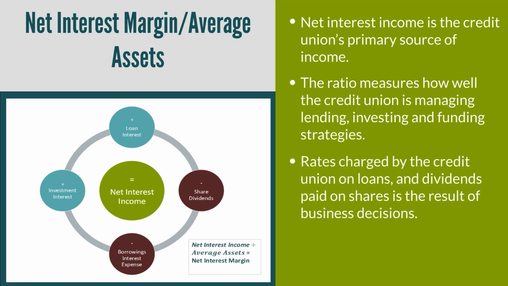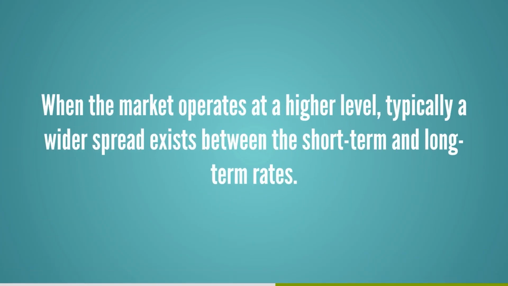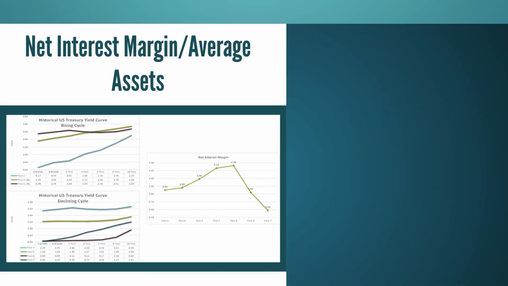Rates charged by the credit unions on loans and dividends paid on shares is the result of business decisions. Because we buy money from depositors and pay them an interest rate, and lend money to borrowers and charge them an interest rate, these decisions are largely based on current rate environment. When the market operates at a higher level, typically a wider spread exists between the short-term and long-term rates.